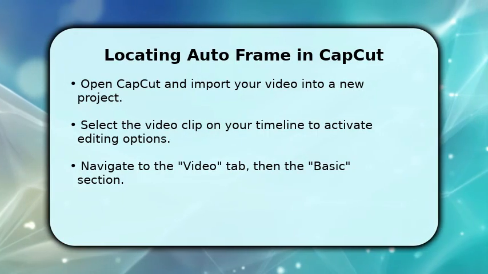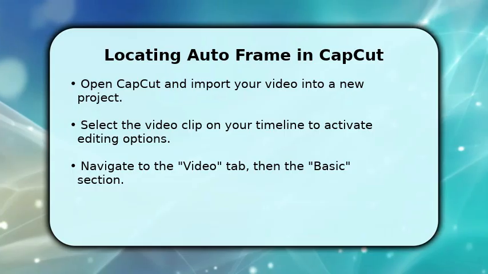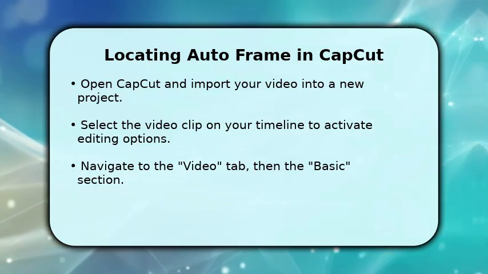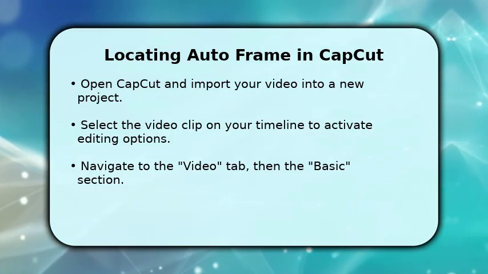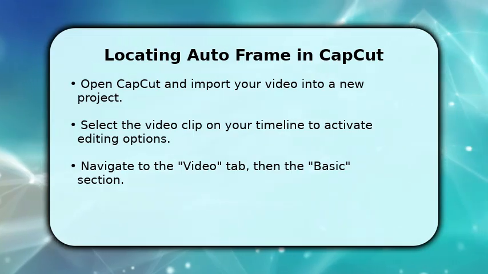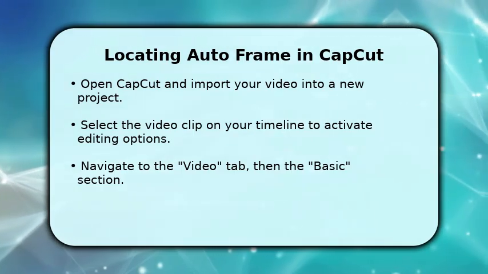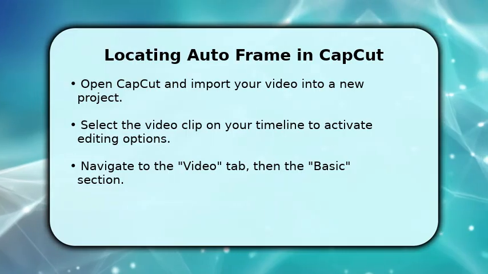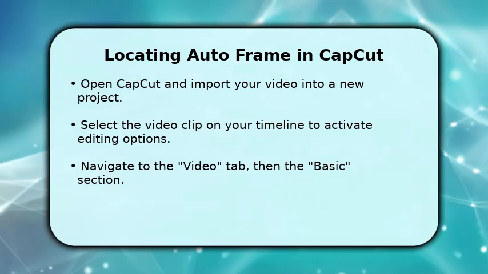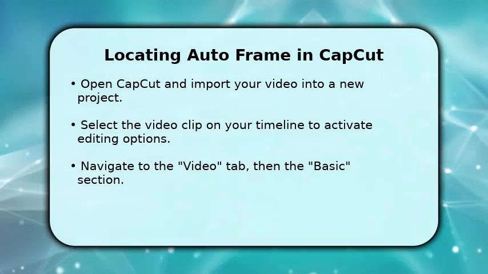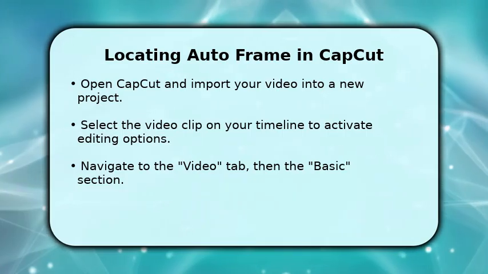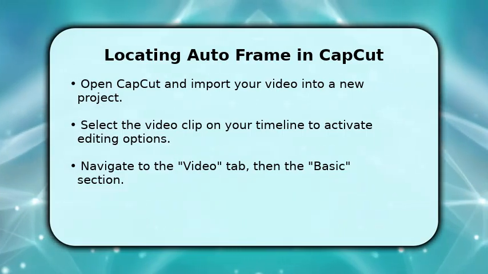To begin, open the Capcut application and import your desired video into a new project. Once your video is on the timeline, simply click on the clip to select it. Next, look for the Video tab in the right-hand panel, then click on Basic. Within this section, you will easily find the Auto Reframe or Auto Frame option. Tap or click to enable this smart feature.